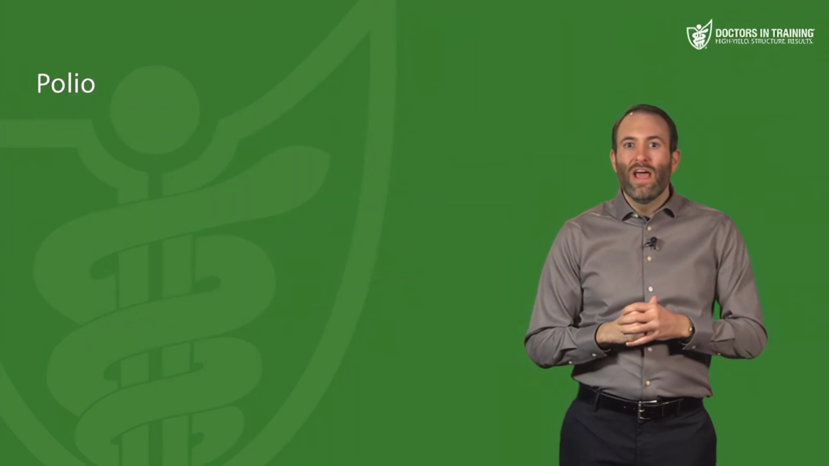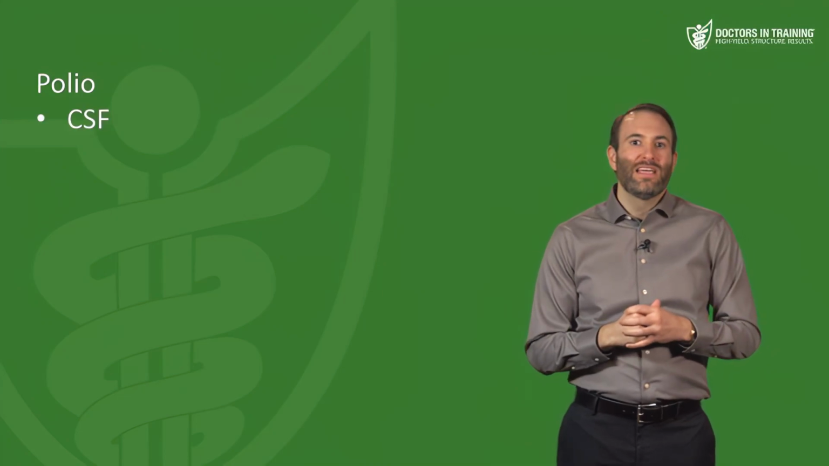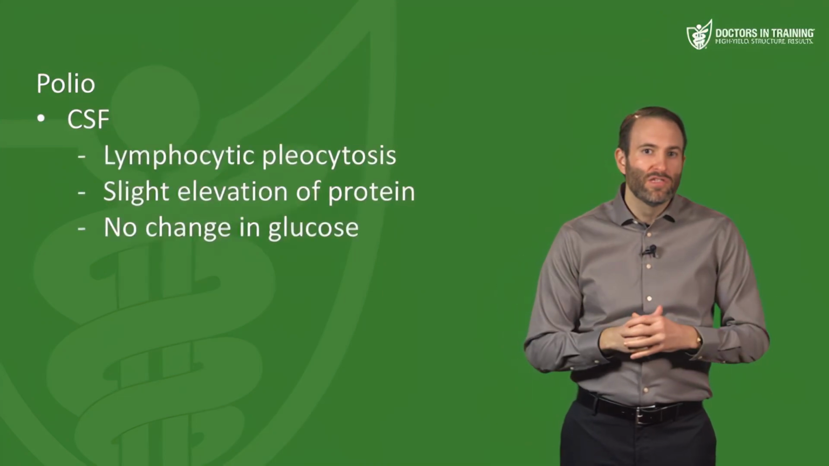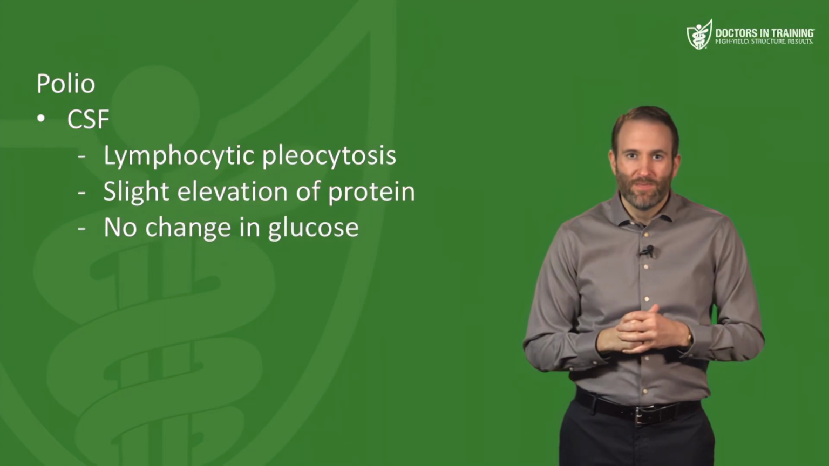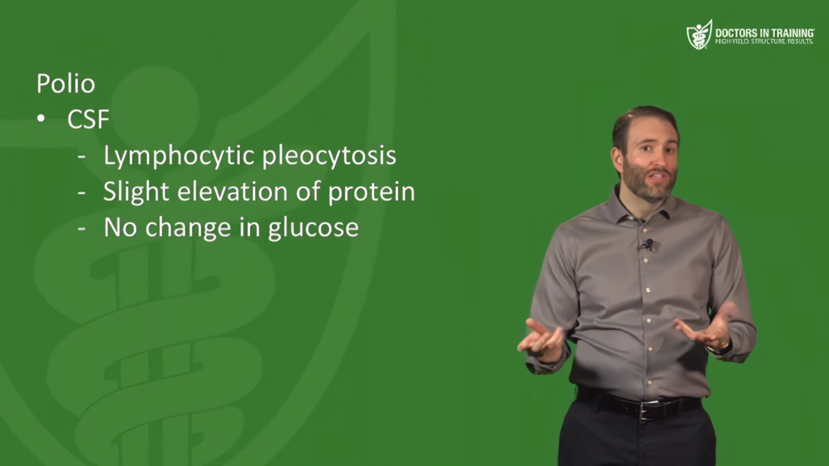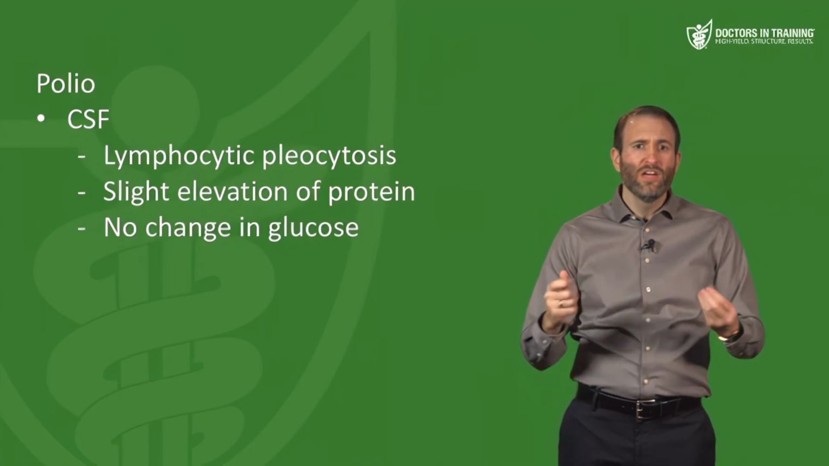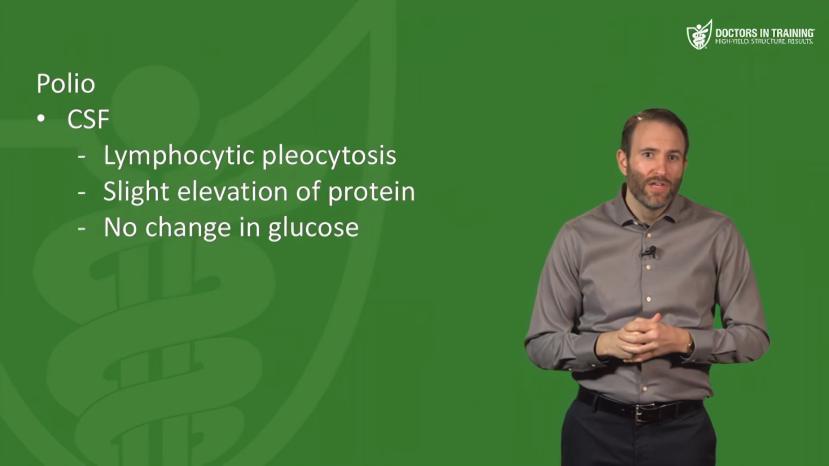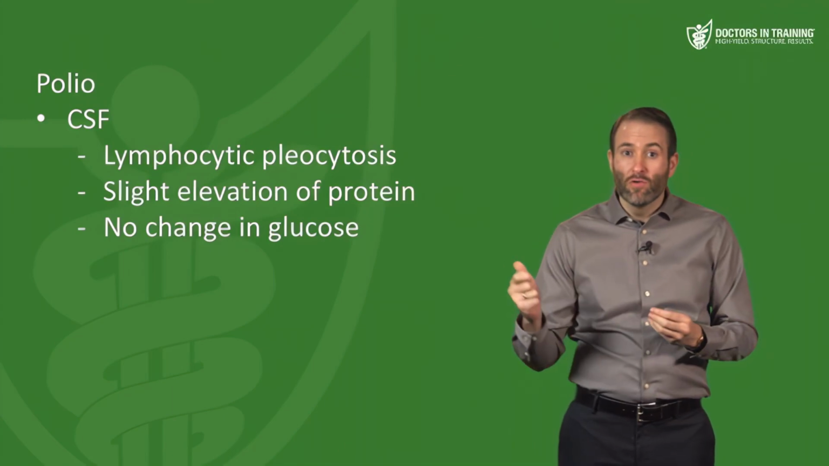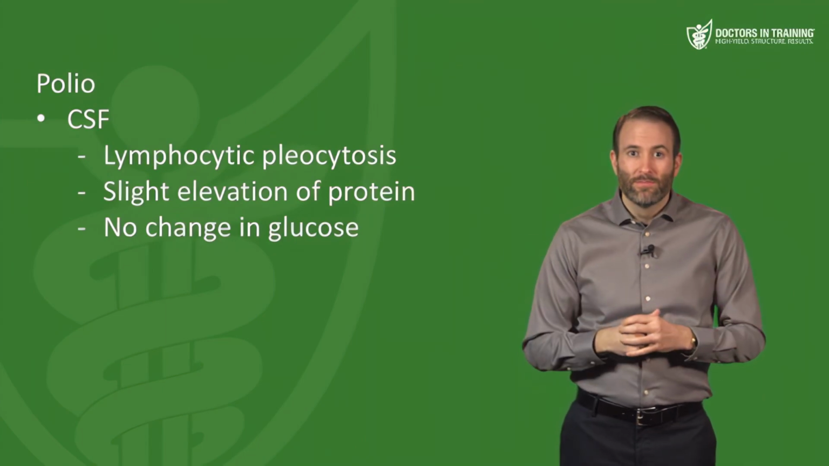Now, one of the ways you can confirm your diagnosis is to obtain a sample of CSF, and you'll see a lymphocytic pleocytosis and a slight elevation of protein. No change in the CSF glucose, though. If the glucose was really low, that might actually indicate something like bacterial meningitis or maybe tuberculosis. And because polio is a fecal-oral virus, you can actually recover it in the throat or in the stool to actually look for the virus.